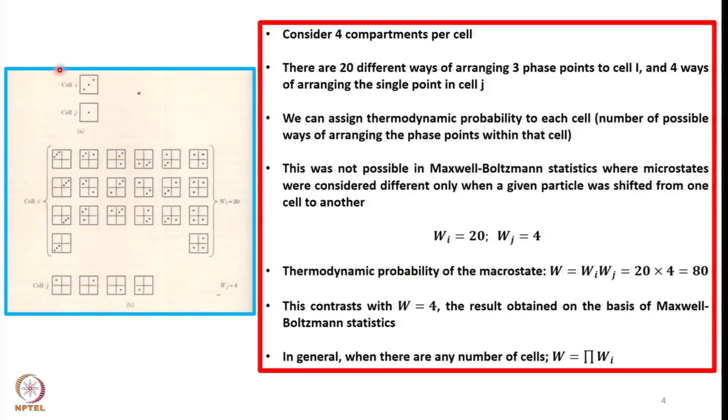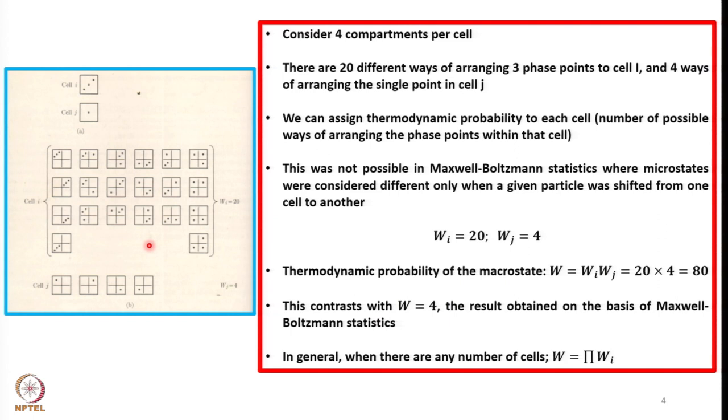So we started with 3 phase points in cell I and 1 phase point in cell J. Now consider 4 compartments in each cell. That is, you see here, 1st compartment, 2nd compartment, 3rd compartment, 4th compartment. Consider 4 compartments per cell. And now if you carefully examine, all 3 are in one cell, 2 in one cell, 1 in another cell, and then there are various combinations.